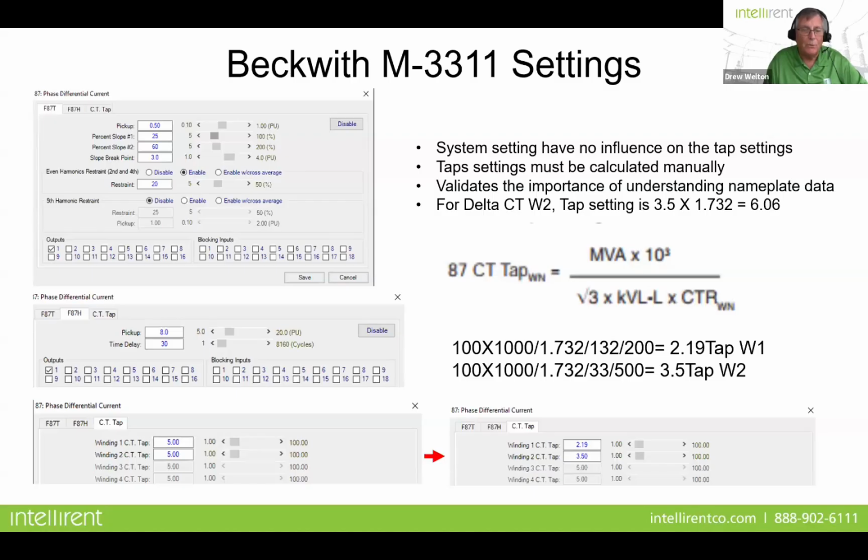So when you look at the factory settings, they're both kind of defaulted to tap 5 amp tap. And we know that's not really realistic. You'd never have the same taps on the primary and secondary windings. So we just enter these values that we calculate based on this information from the nameplate.